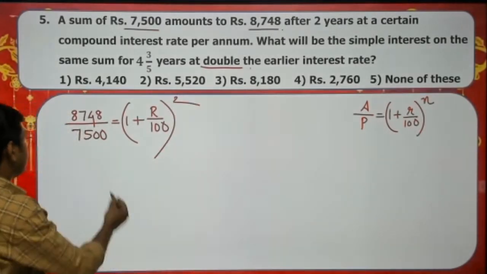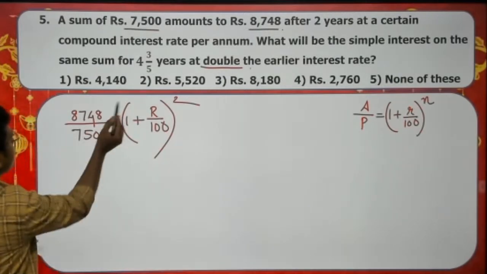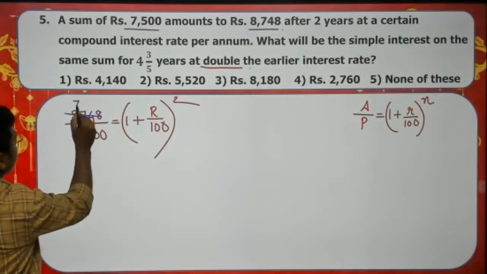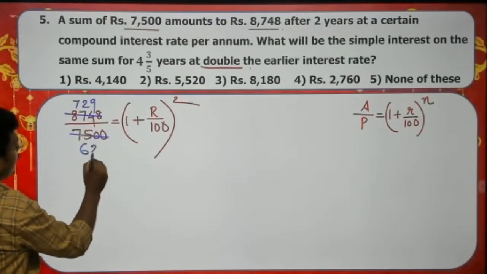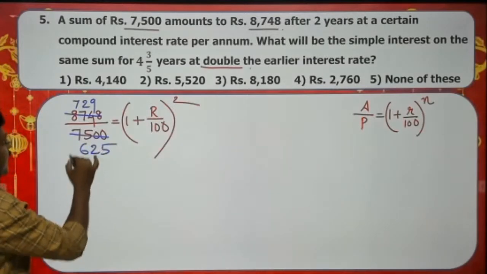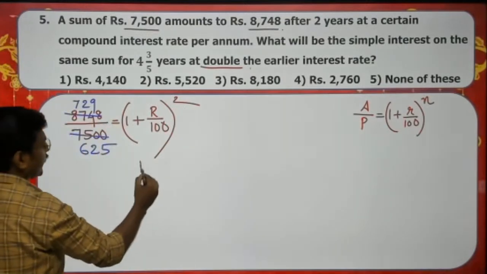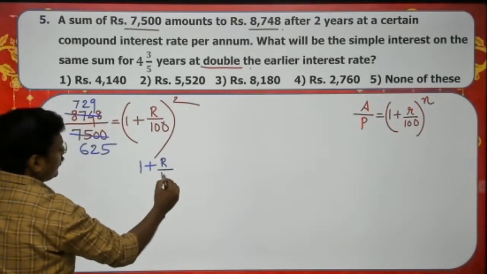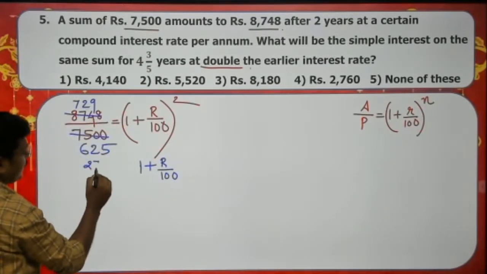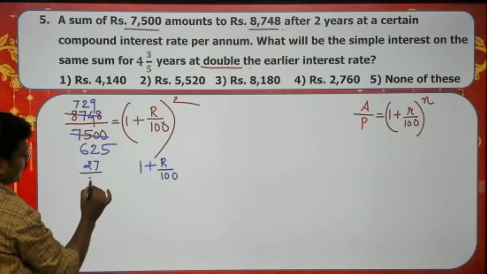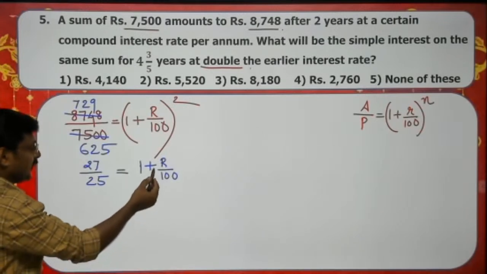I am cancelling and solving this. Yes, cancelling with 12, it is 729 and here this is 625, correct? In order to avoid the square, I need to take the square root on both sides. As a result of that, 1 plus r by 100 becomes the square root of this one. Square root of 729, that is 27, divided by square root of 625, that is 25. So this is the ratio of amount and principal, right? After that, we need to find this r.